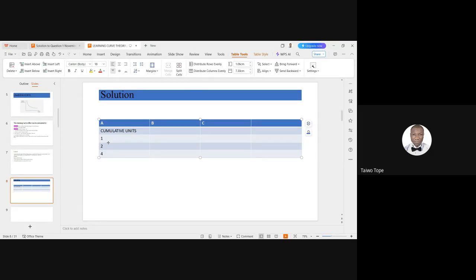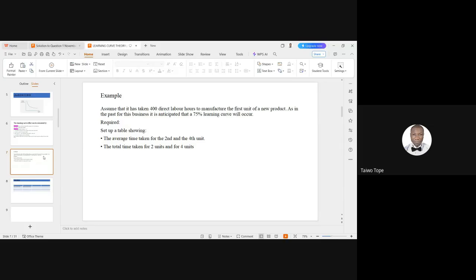Now, the cumulative average time per unit. Let's have it as average time per unit. For the first unit, we're given, assume that it has taken 400 direct labor hours to manufacture the first unit. So how many hours do you have for the first unit?